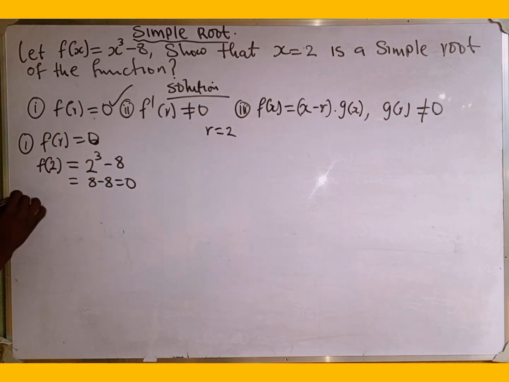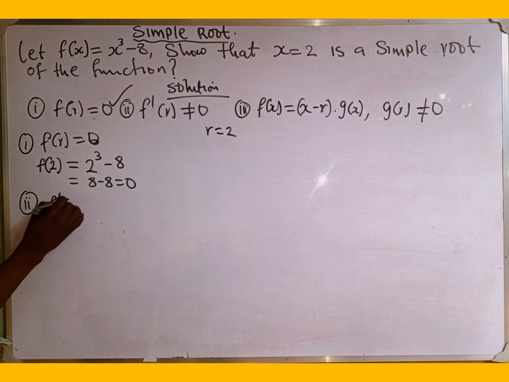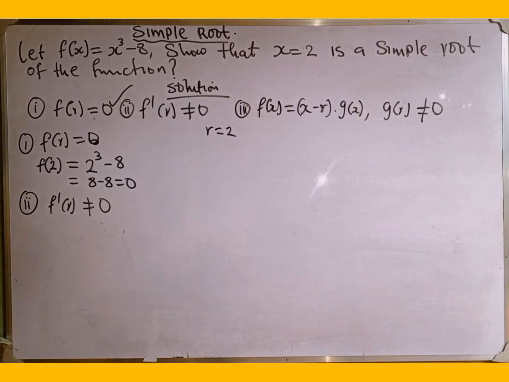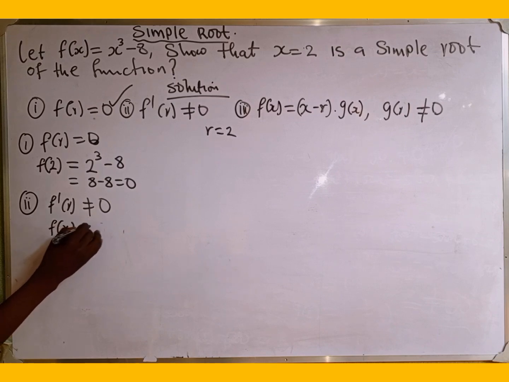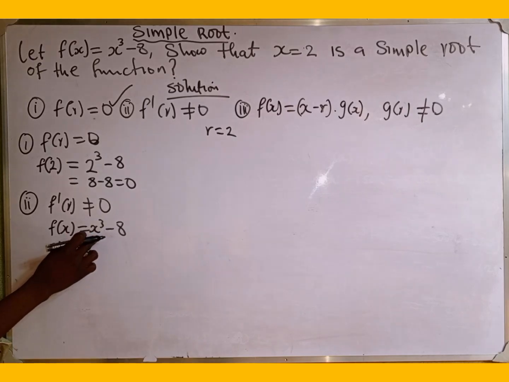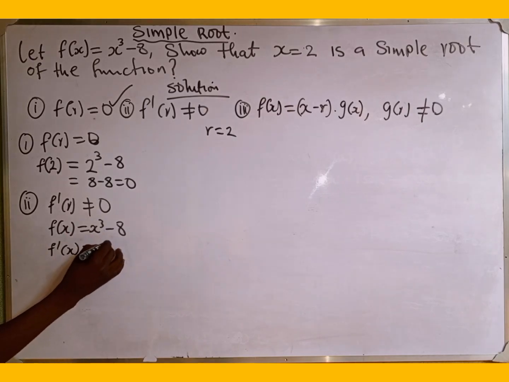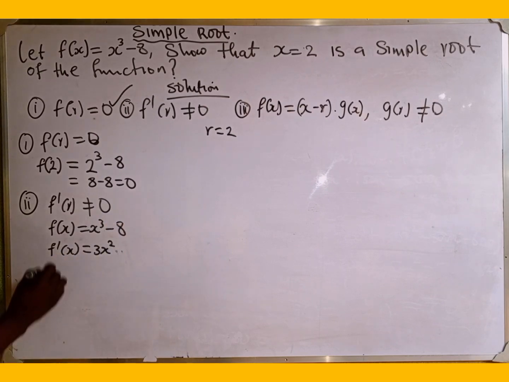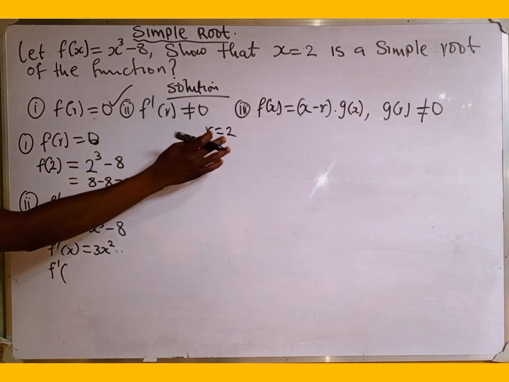Now let us look at the second condition. We say f prime of r is not equal to 0. F prime of r implies that we are going to differentiate this function once, before we substitute. So f of x from the question is x cubed minus 8. So f prime of x will be equal to the derivative of x cubed, which is 3x squared, minus the derivative of the constant, which is 0. Now we can substitute into f prime of r.